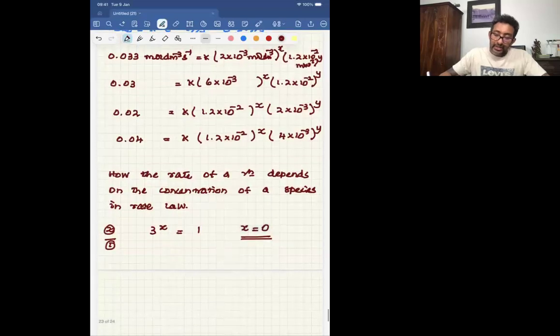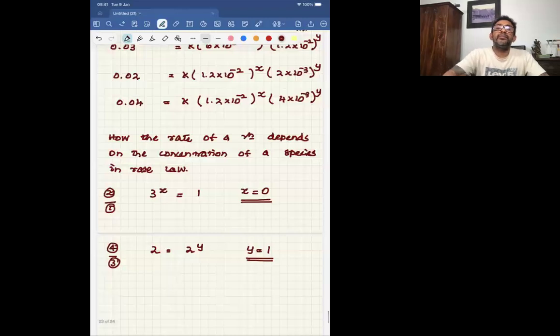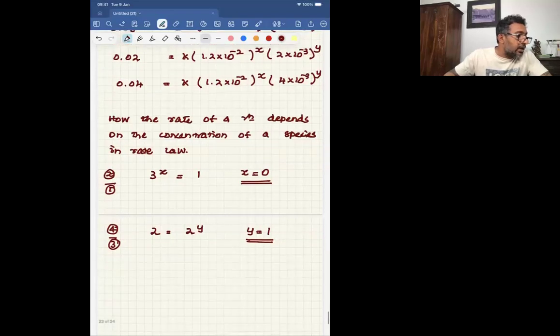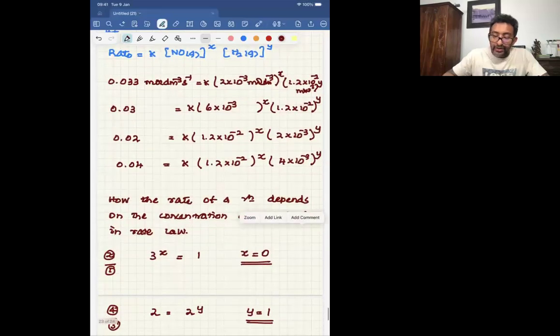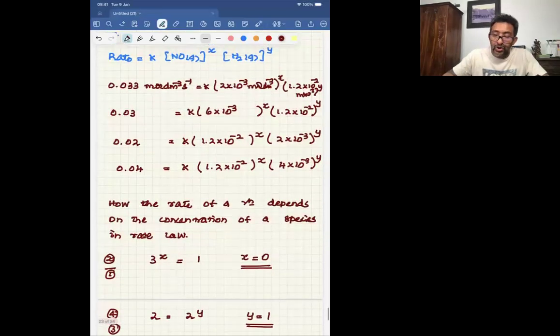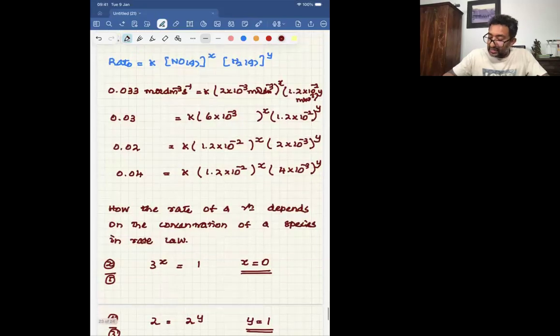Let us look at the next one. 4 and 4 and 3. 4 divided by 3... this is equal to 2. 4 divided by 2 is 2 to the power y. Y is equal to 1. Right. Calculate the order with respect to NO. Order with respect to NO is 0. Order with respect to hydrogen is 1.